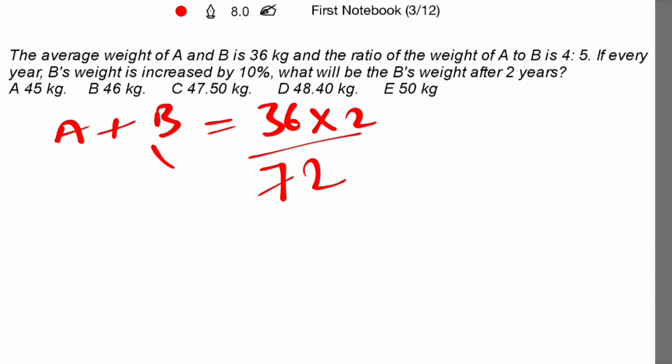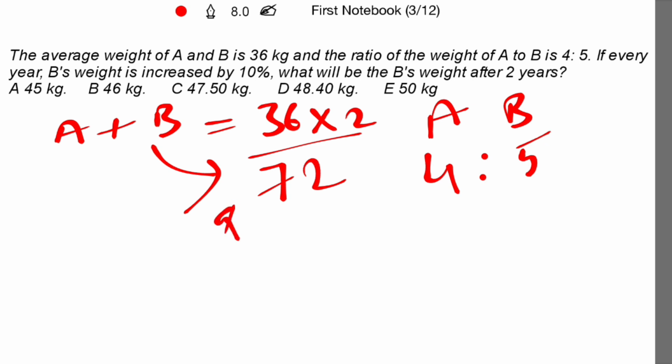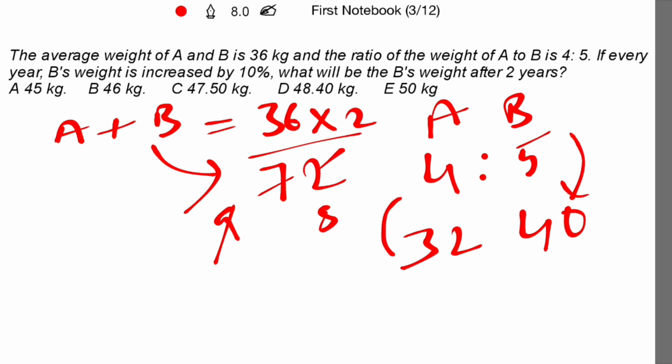Right. The total weight is 72. The ratio of the weights of A and B is 4:5. 4 plus 5 is 9. 72 divided by 9 is 8. 8 into 4 is 32, and 8 into 5 is 40. A's weight is 32, B's weight is 40.